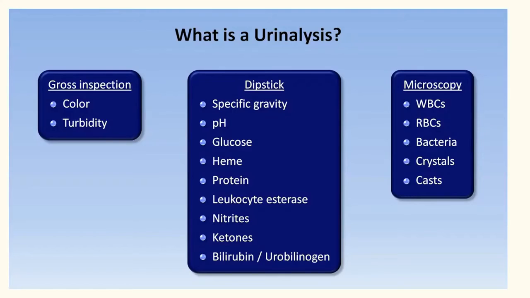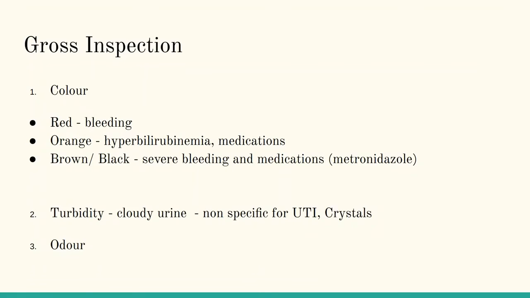There are three main parts of the urine analysis: the gross inspection, the dipstick, and the microscopy. We'll start off with the gross inspection. Three main conclusions can be made from this inspection: color, turbidity, and odor.